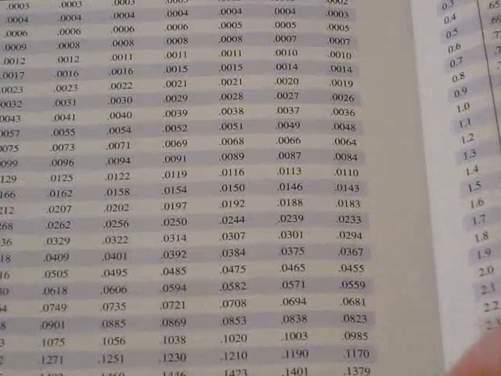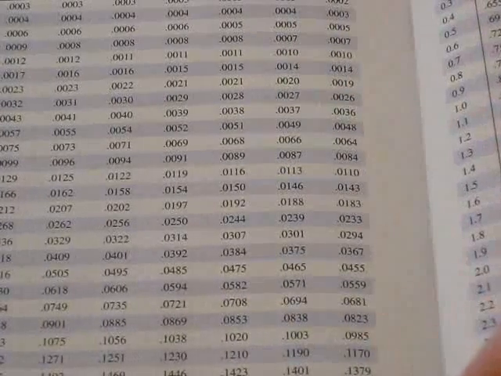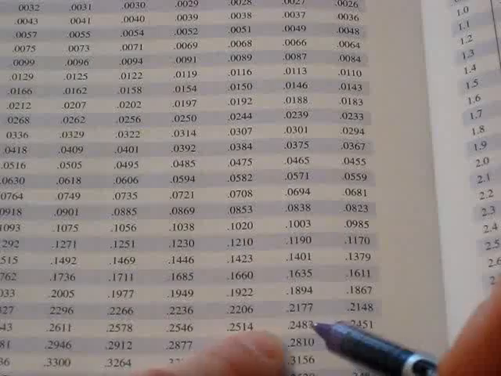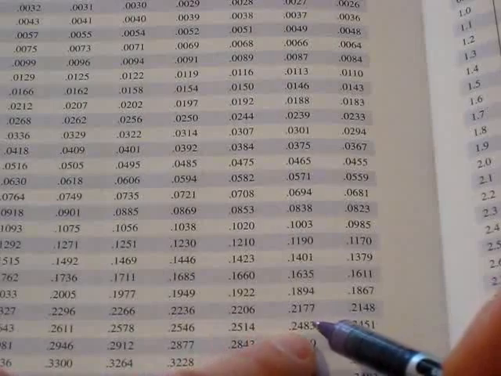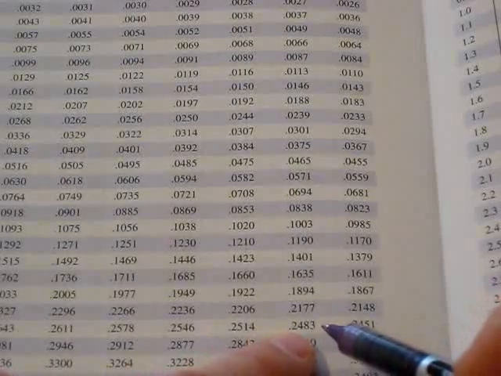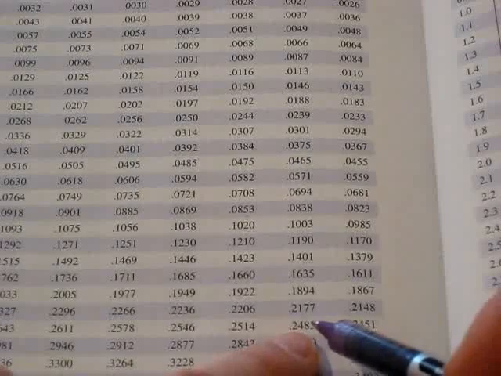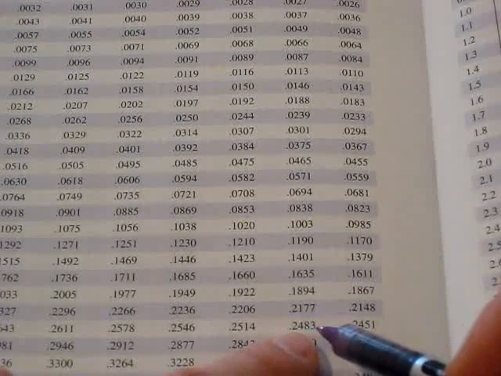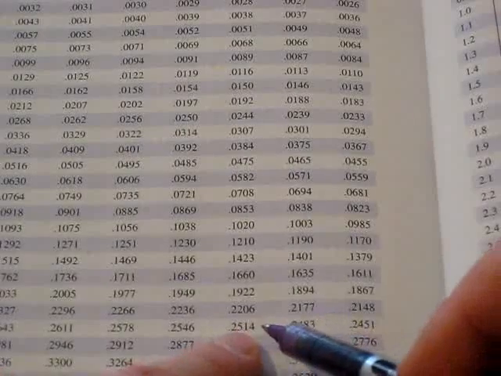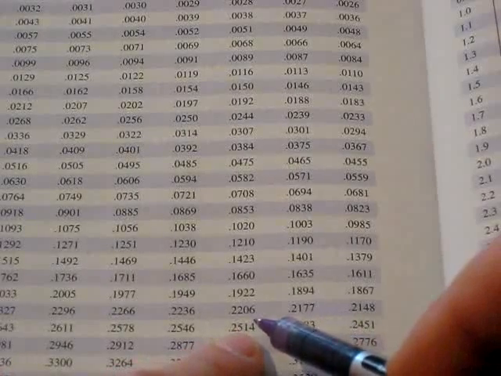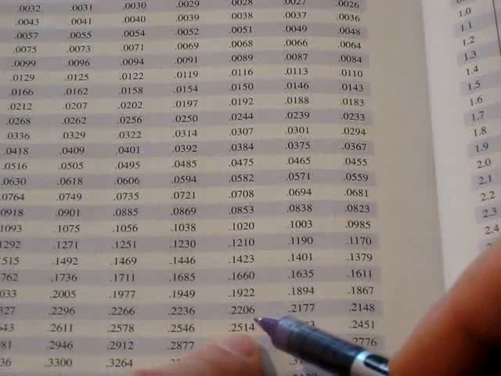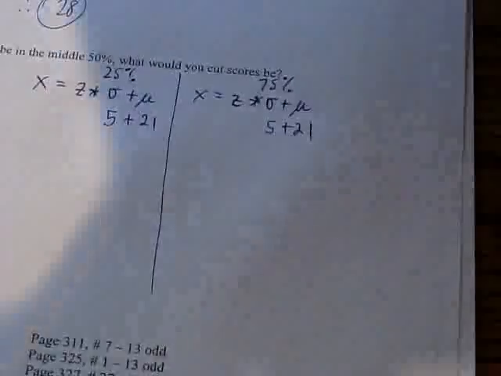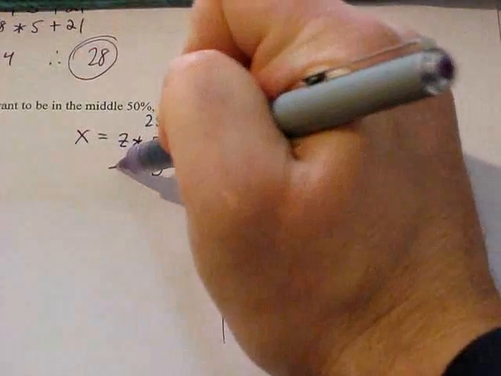Thanks. So it looks like we're looking at negative 0.67. Let me find that there. There's negative 0.67 and negative 0.68. And who's my winner here? Negative 0.68 is 0.2483, so that's 17 away. And negative 0.67 is 0.2514. Looks like that's the winner. So negative 0.67 is my z-score for this one.